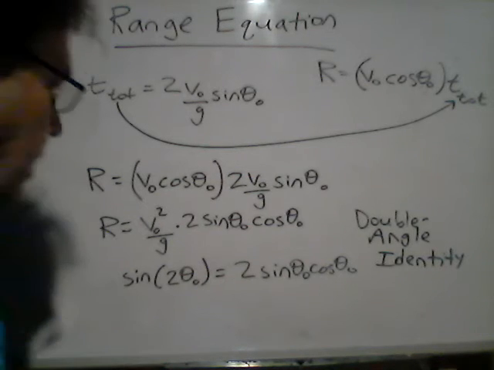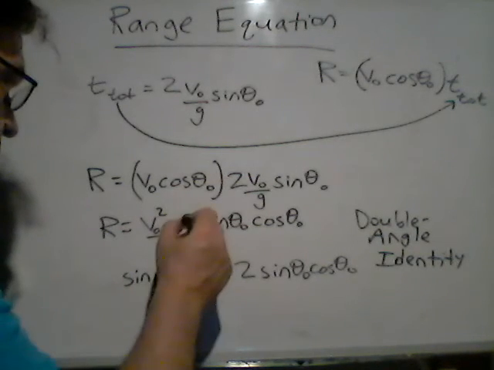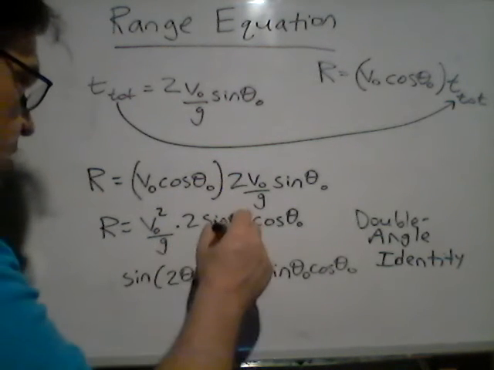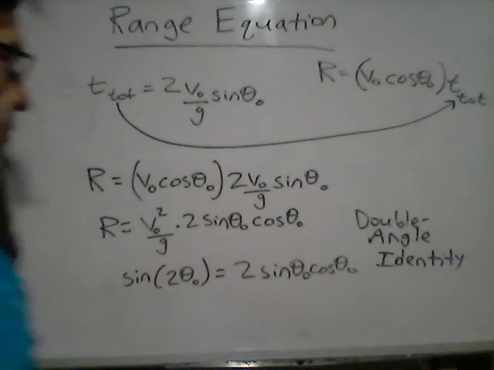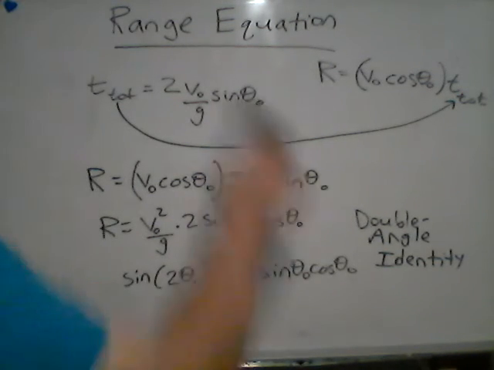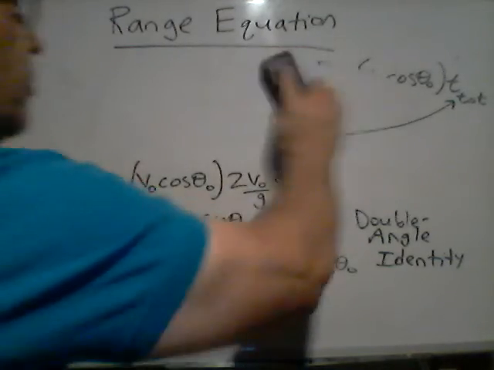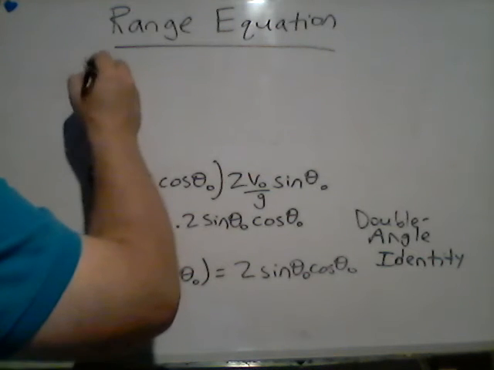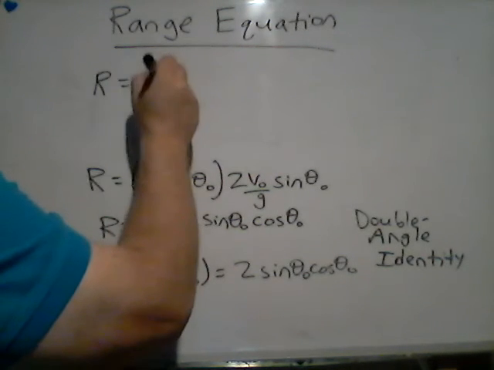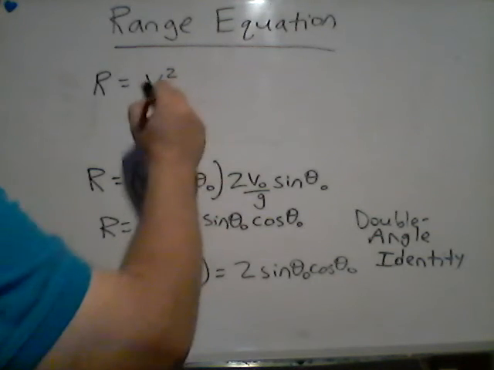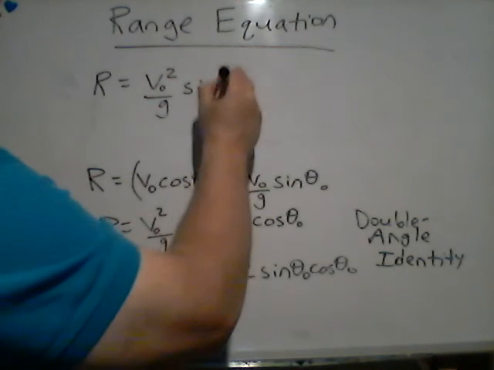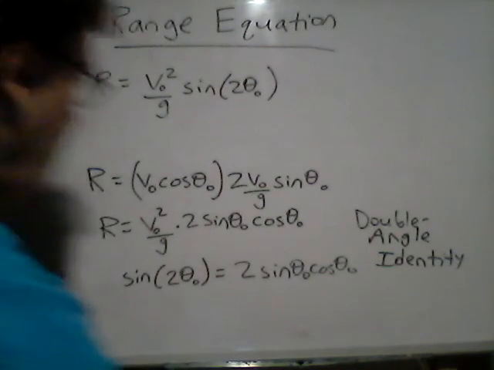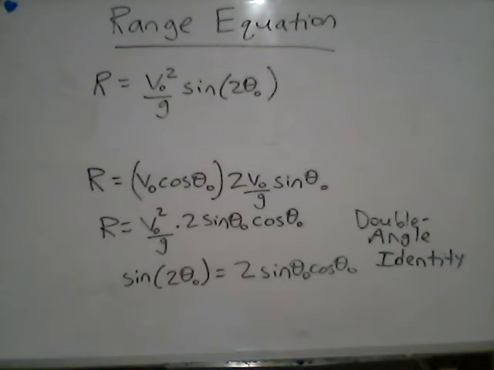So what that means is I can substitute what I see, 2 sine theta naught cosine theta naught, for this double angle. And so finally, if I do that, I can write the range equation. And that is that the range is V naught squared over G sine of 2 theta naught. That is the range equation. So I'm going to erase the rest of this.